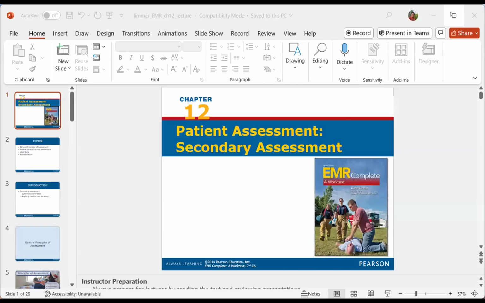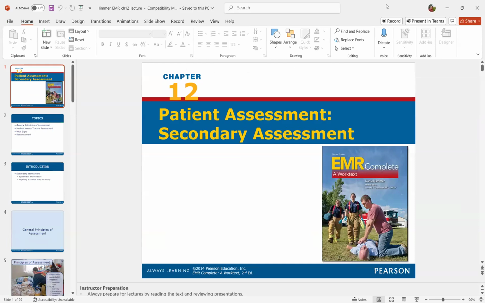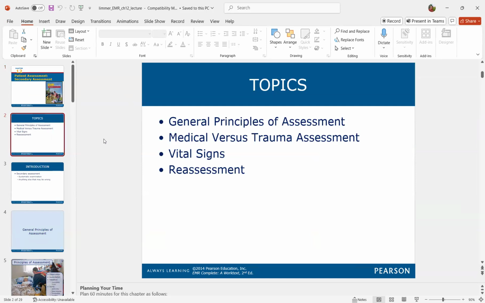All right, let's get into chapter 12. I'll share my screen again with you. So chapter 12 is our secondary assessment. This one is going to talk about general principles of assessment, trauma versus medical assessment, because they are different when we get to that. Vital signs, we're going to revisit those again, and then reassessment.